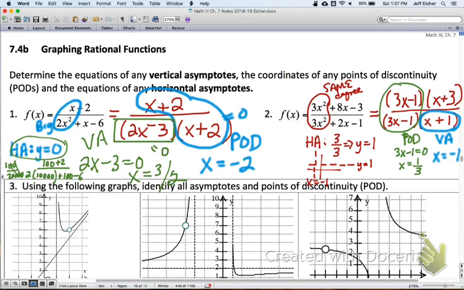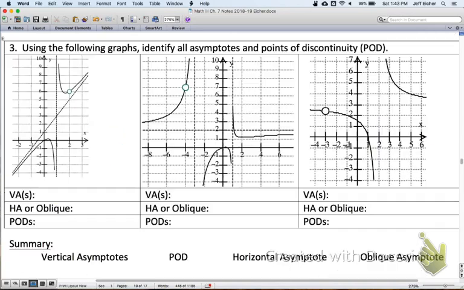Alright, so let's look at a graphical approach to identifying these types of characteristics of rational functions. Let's walk through number 3 together, and then I will have you attempt the next two. Using the following graphs, identify all the asymptotes and points of discontinuity. First, the VA, vertical asymptote, we can tell that's right here. That's at x equals 1. Make sure you put x or y equals. This is a vertical line, so it's x equals.